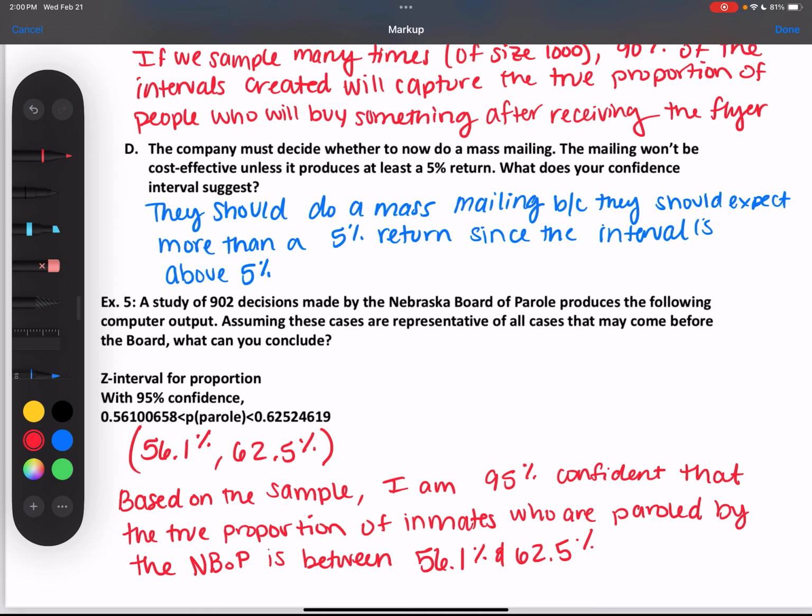Now, if you had left it as decisions and not switched it to the inmates who are paroled, I still would have taken that too. That would have been fine, because obviously it doesn't directly say that, but you kind of have to infer that. Decisions isn't exactly specific enough. It needs a little bit more. Maybe like decisions about the parole or something like that, just to give a little more context, but that would be fine too.